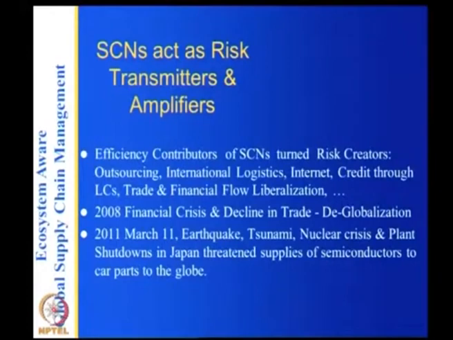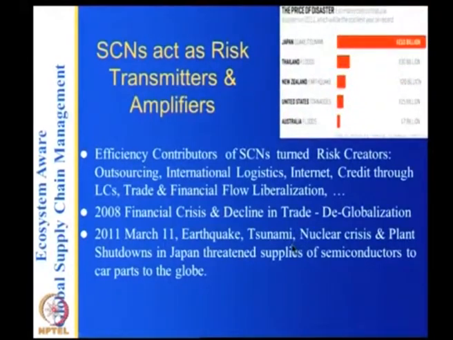The March 11th, 2011 earthquake, tsunami, nuclear crisis, and plant shutdowns in Japan threatened supplies of car parts across the globe. If you look at the effect of all this, the Japan earthquake and tsunami cost $210 billion. Thailand floods, $30 billion. New Zealand earthquake, $20 billion. United States tornadoes, $15 billion. Australian floods, $7 billion. So the estimated costs of natural disasters in 2011 make it the costliest year on record.